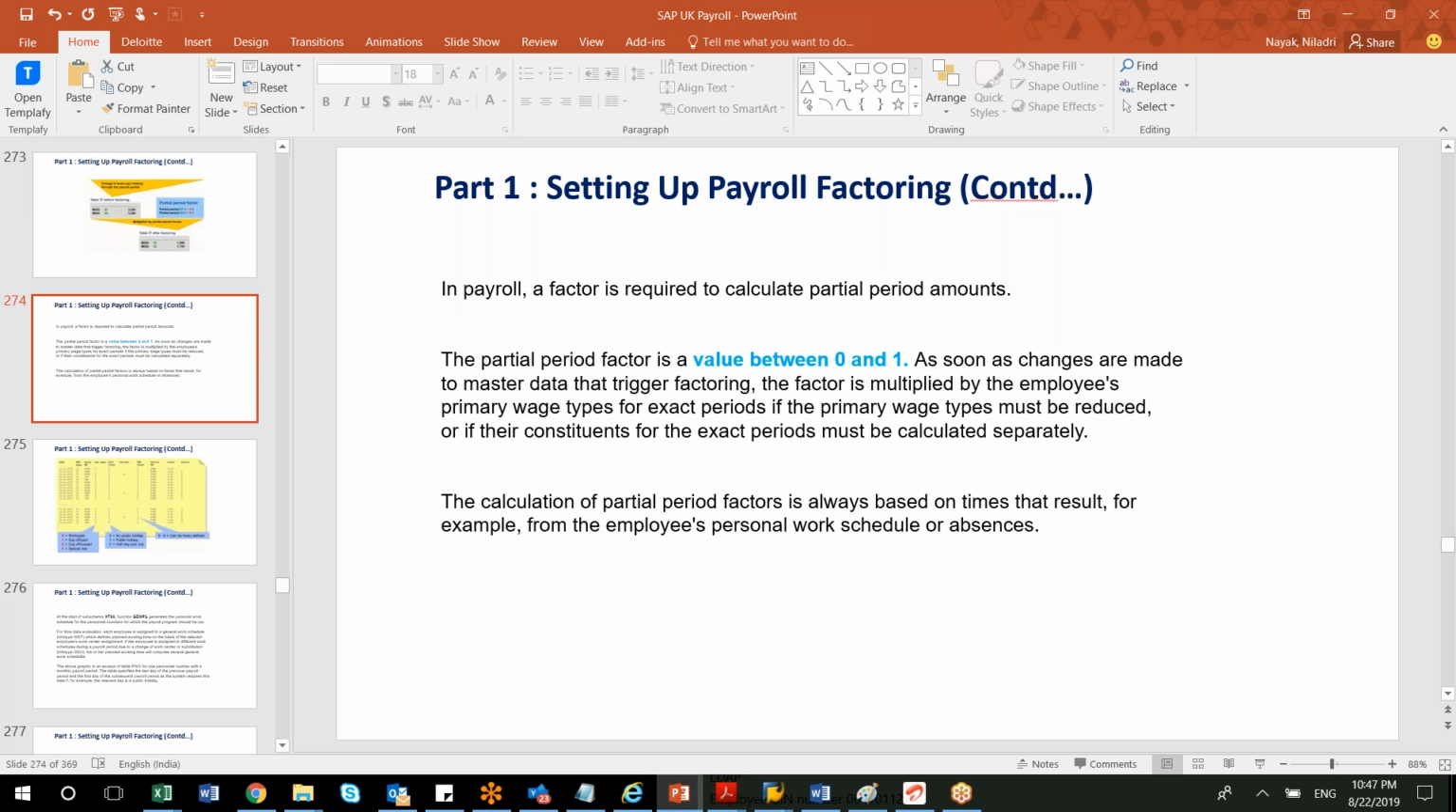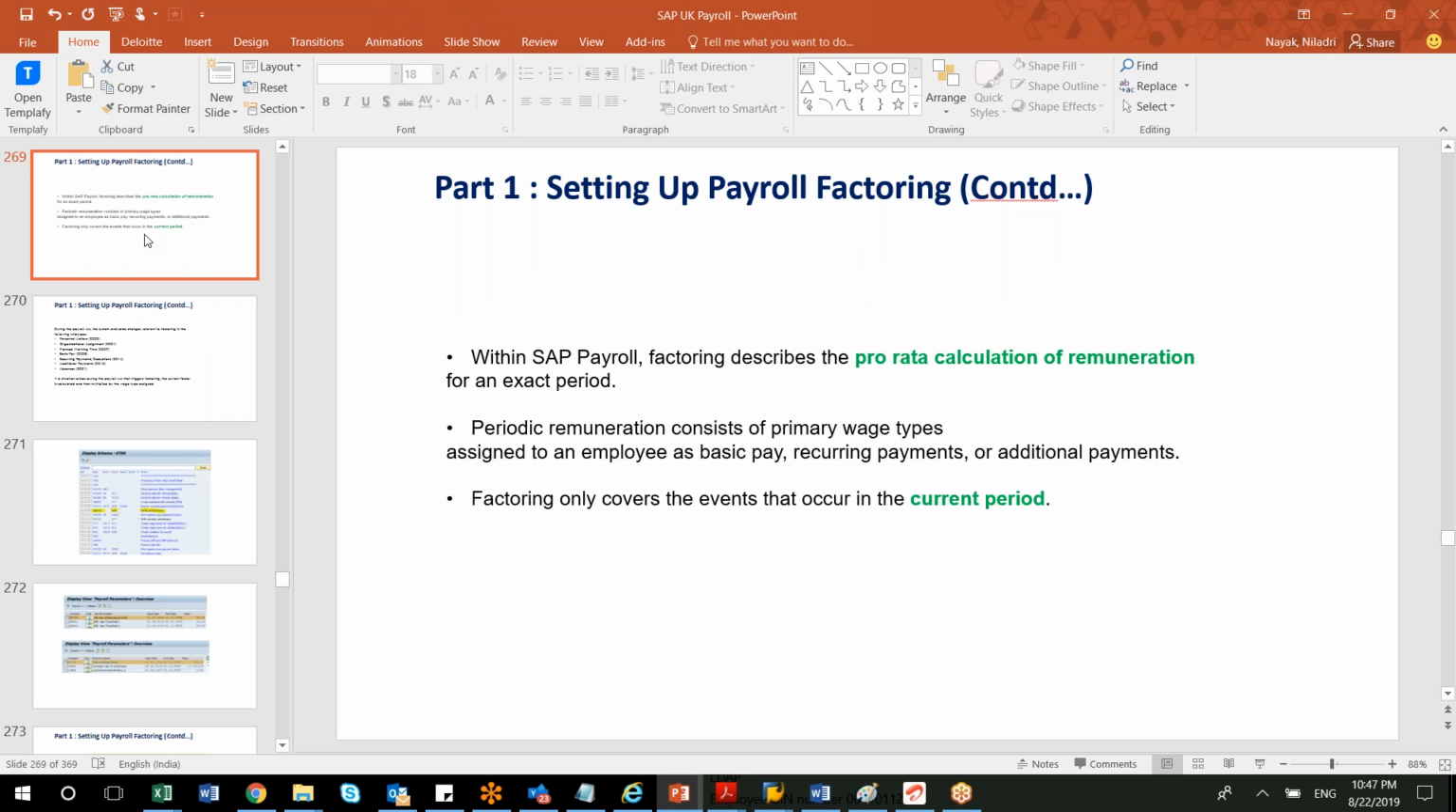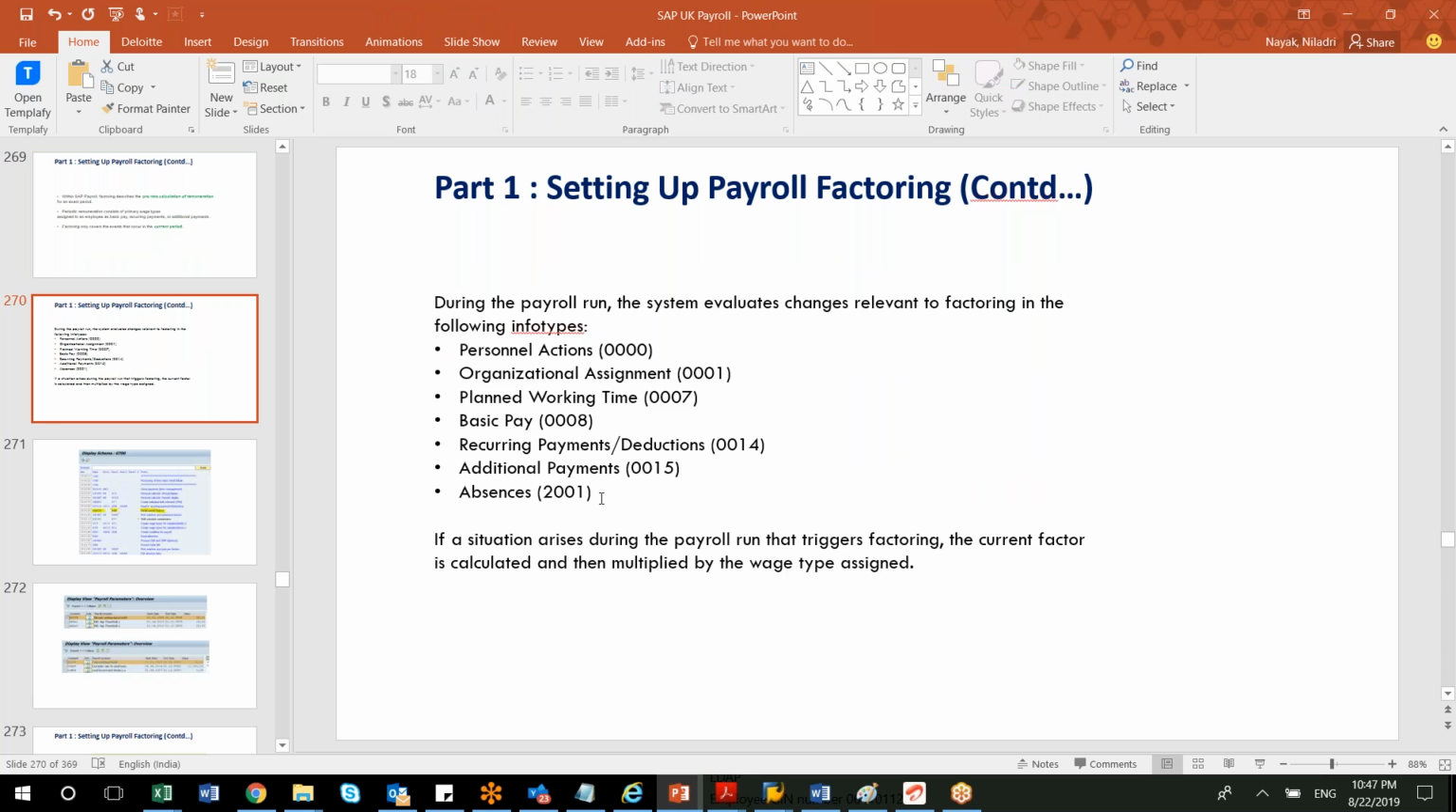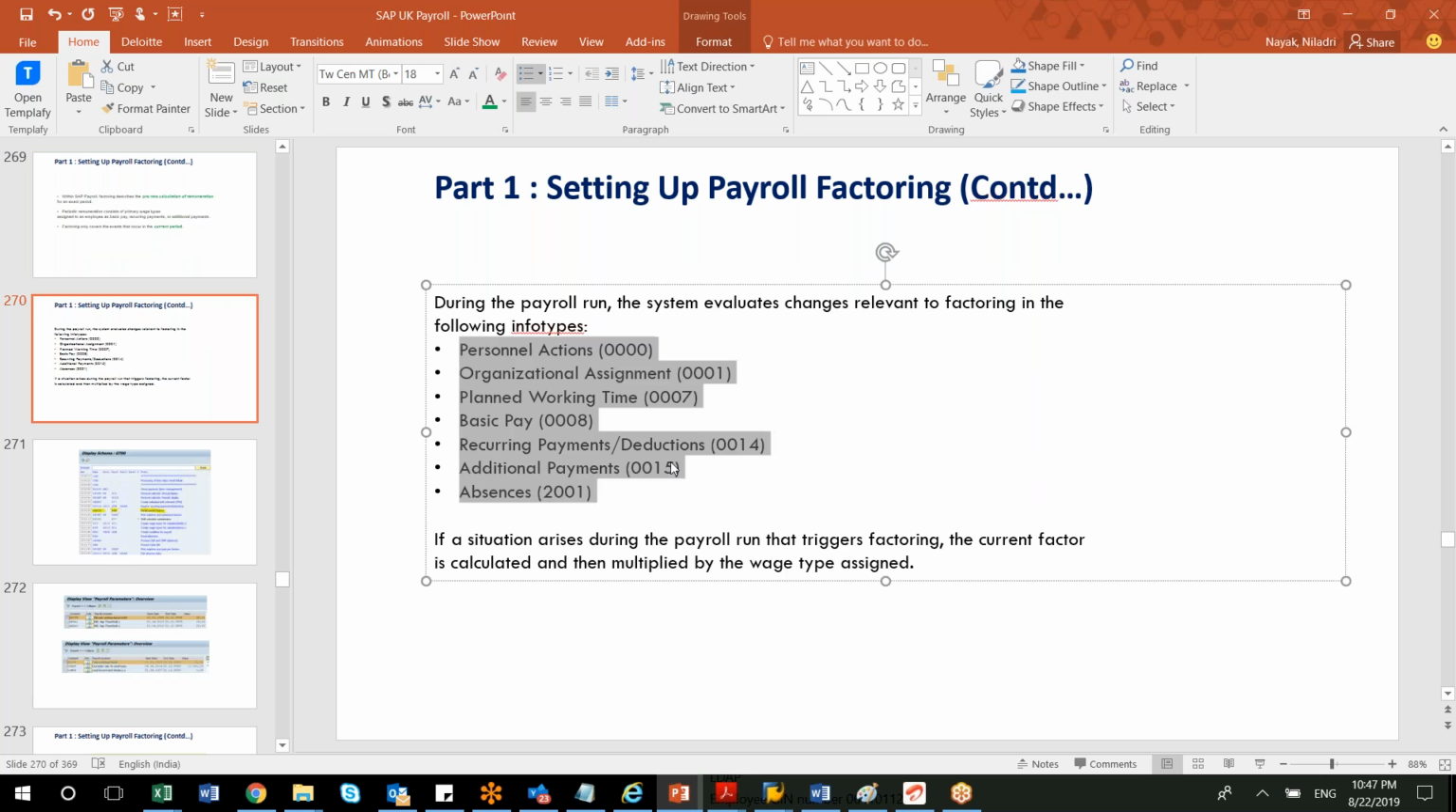So as I was explaining here, only these info types will be affected. Suppose you are making any kind of changes to info types 0, 1, 7, 8, 14, 15, and 2001. If you are doing the factoring, it will work on these specific info types only. If there is any split or any kind of change in the middle of the payroll period, due to some reason, then the factoring function will trigger.